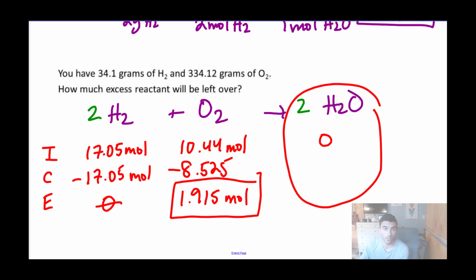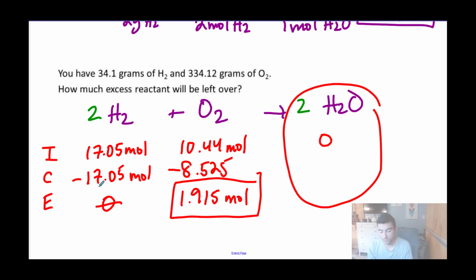We could check the other way. Like if you checked oxygen first, if 10.44 moles of oxygen was used, you would need twice as much hydrogen to be used up, and you don't have that, right? You need over 20 moles, and you only have 17.05. So that's how you work those problems.